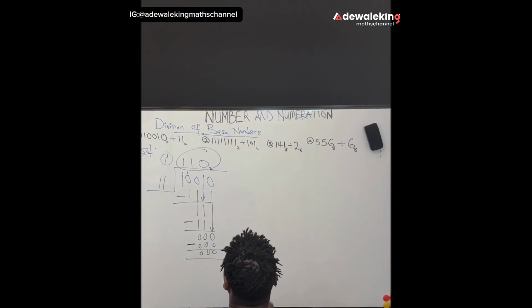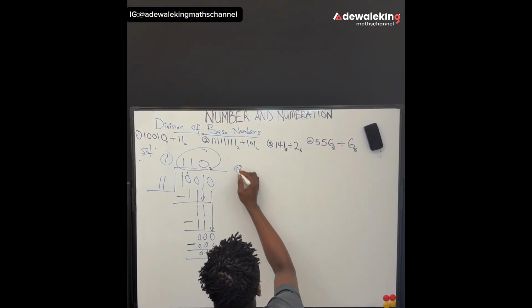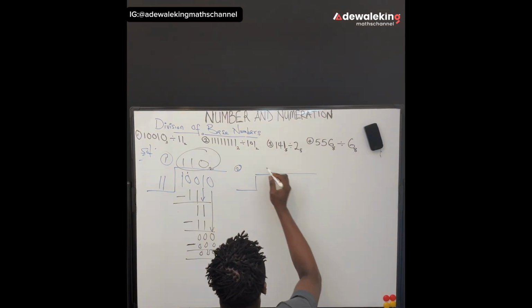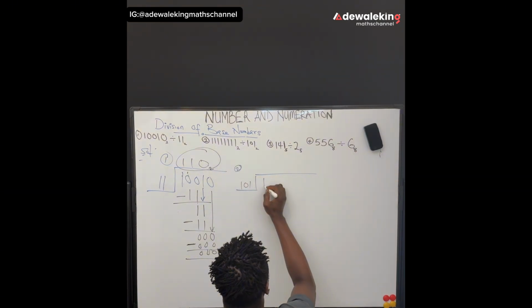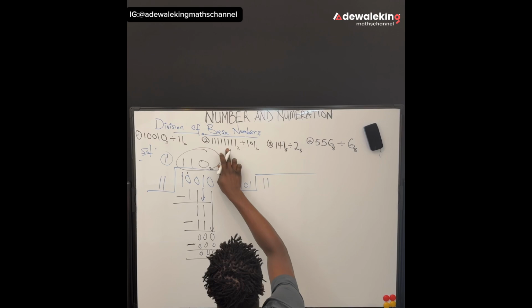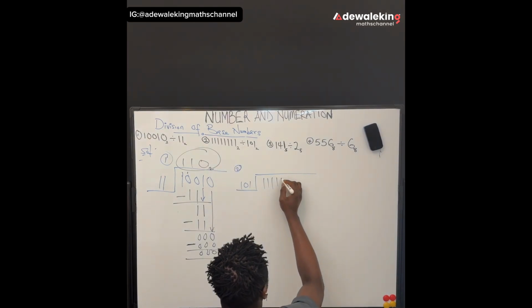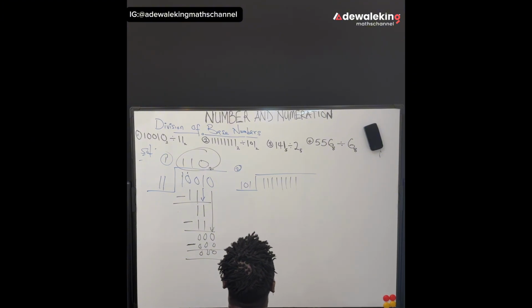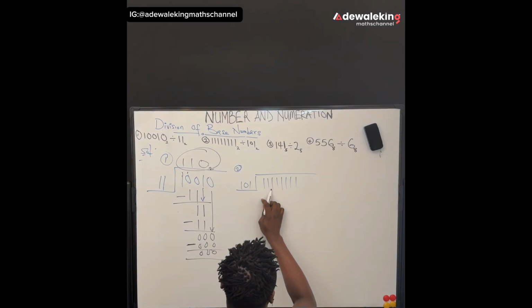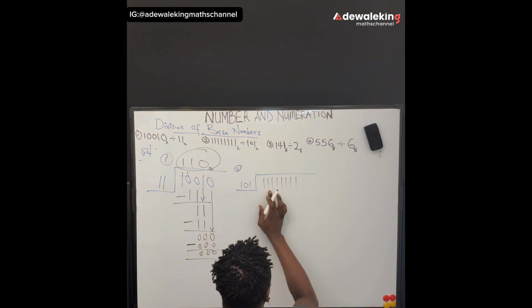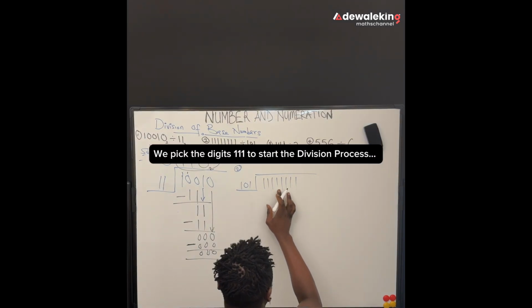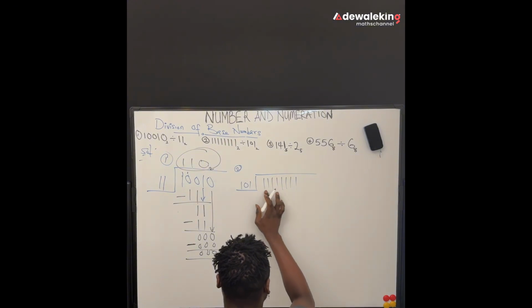Now let's take a look at question 2. In question 2, we're going to put this here, and we'll put this number here. 1, 1, how many 1s? I think it's 8. So 1, 2, 3, 4, 5, 6, 7, 8. The next thing is to look at the divisor and the number of digits in the dividend. So we have 1, 2, 3. You can see that these 3 numbers are bigger than these 3 numbers. So we're going to pick this number. We won't pick the whole number, we're going to just pick 3 digits.